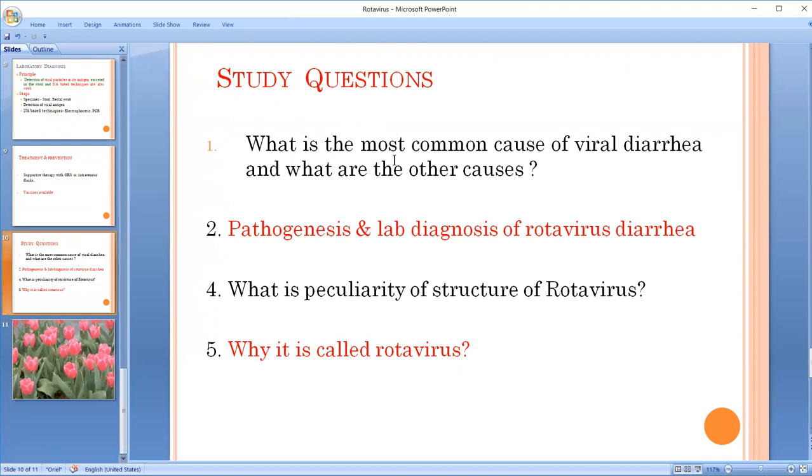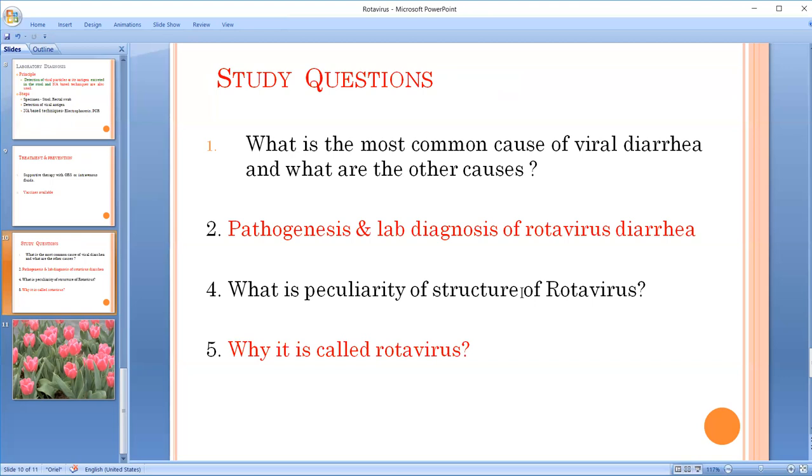So what is the most common cause of viral diarrhea and what are the other causes? In the first slide, I have shown rotavirus is the most common cause. Other causes are norovirus, adenovirus, astrovirus. Pathogenesis and lab diagnosis we discussed. Peculiarity of rotavirus structure: it is a double-stranded RNA virus, and it has got 11 segments.